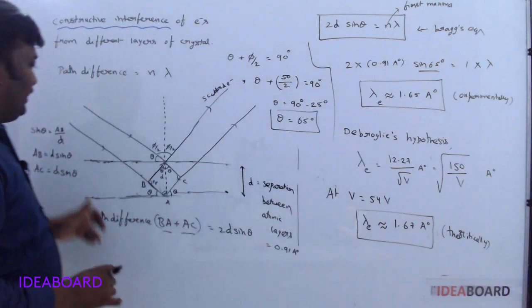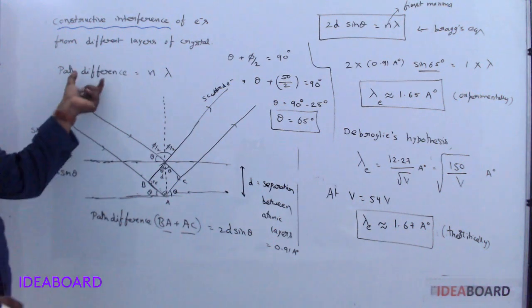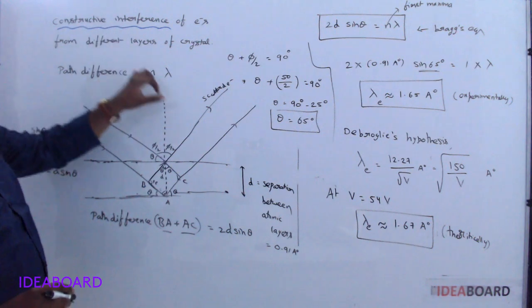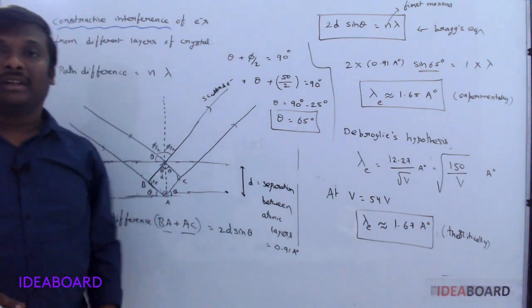Clear now? And from this diagram we found the path difference value 2d sin theta. For constructive interference, this value should be equal to n lambda.